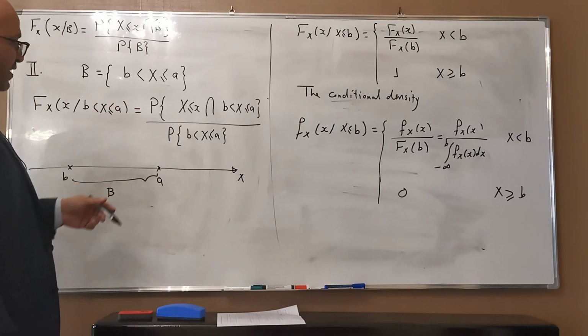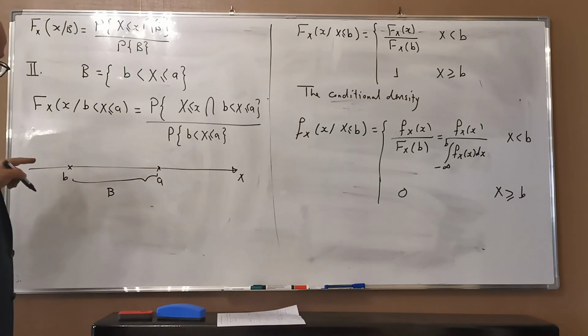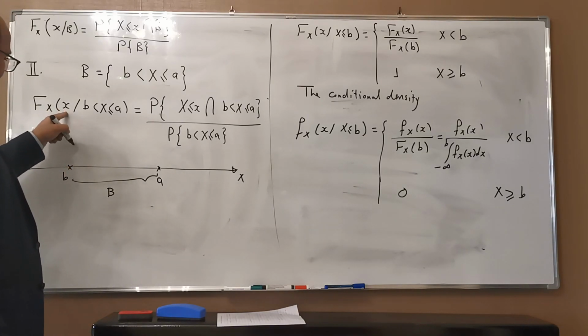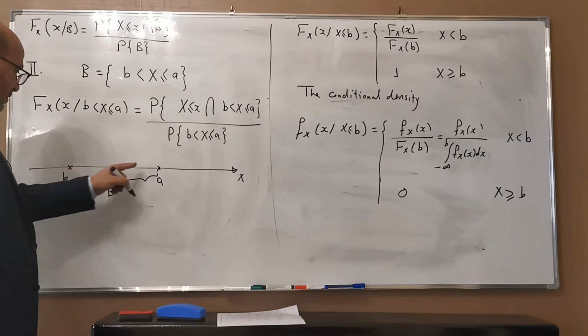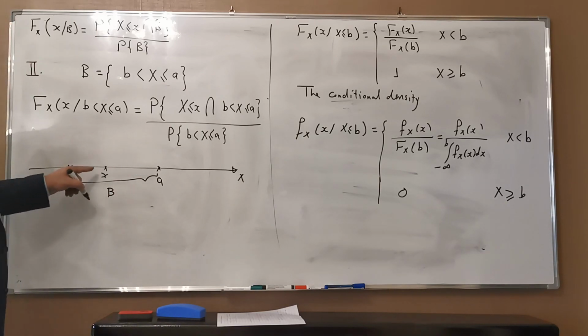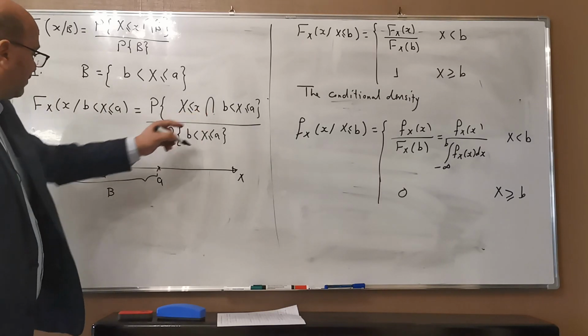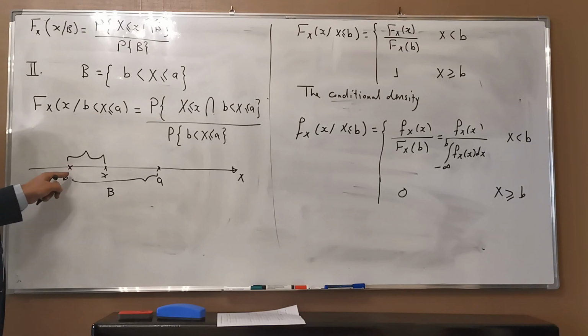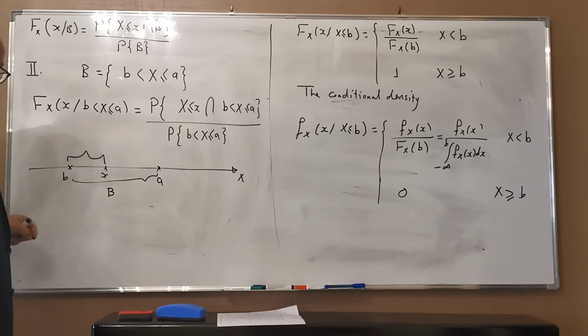So the probability of phi is 0, and the answer is 0. If the value that we will pick for x is between b and a, somewhere here, so this is my x, then the intersection of those two is this one here. So this is the intersection. So it's the probability between b and x. This is the segment of intersection.